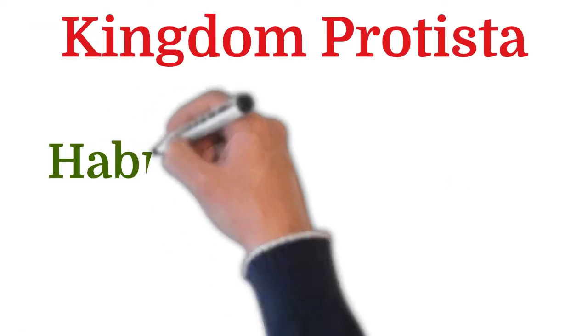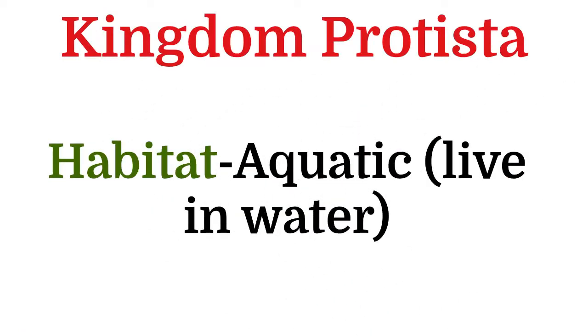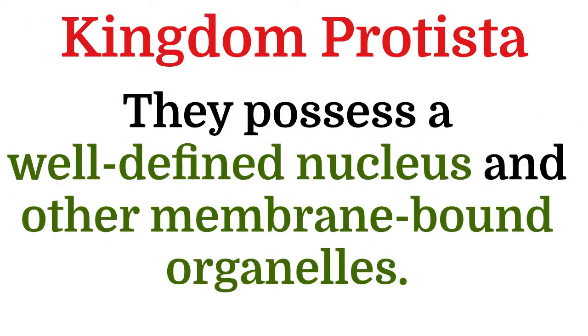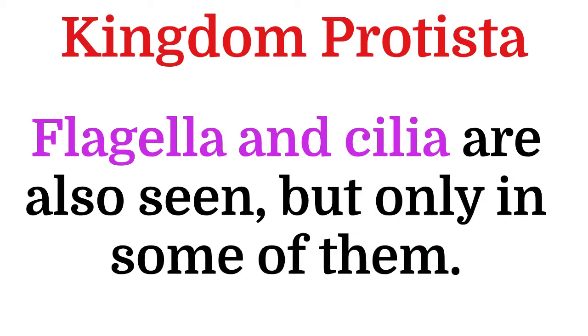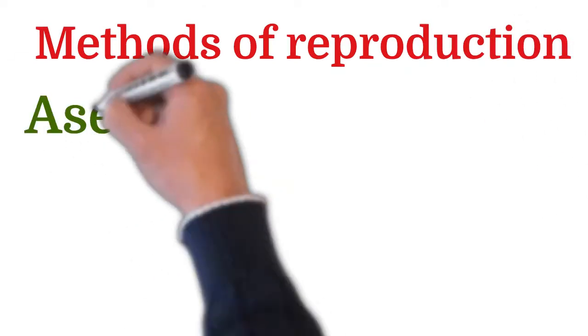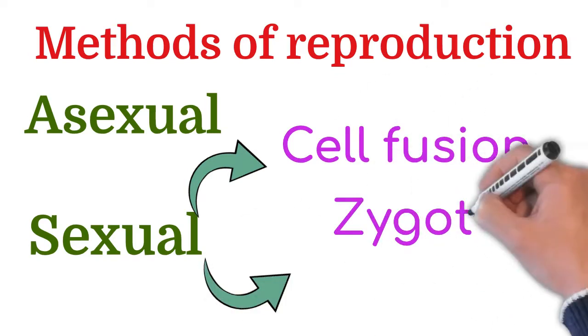They are primarily aquatic, that is, they live in water. They possess a well-defined nucleus and other membrane-bound organelles. Flagella and cilia are also seen, but only in some of them. Let's discuss methods of reproduction. In Kingdom Protista, both asexual and sexual means of reproduction are seen. Sexual reproduction involves cell fusion and zygote formation.